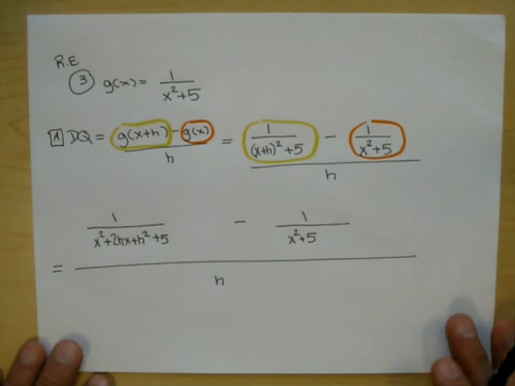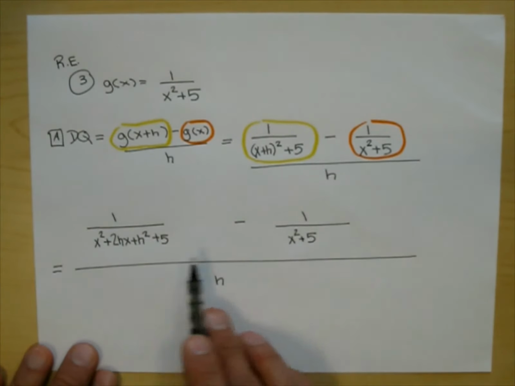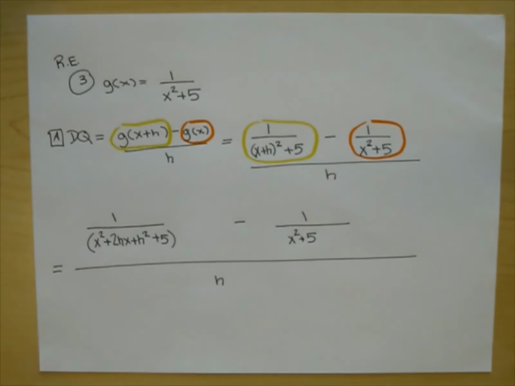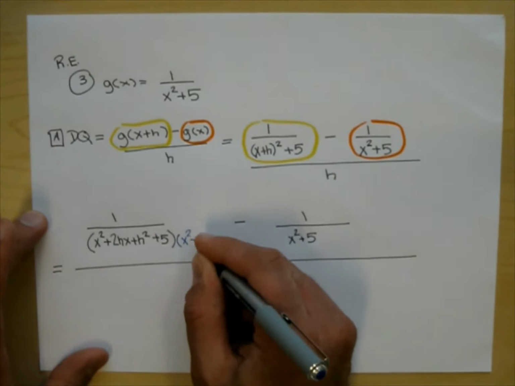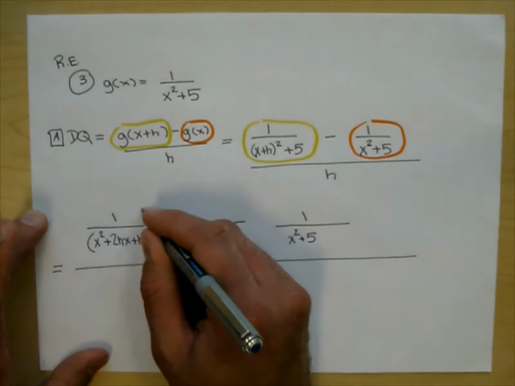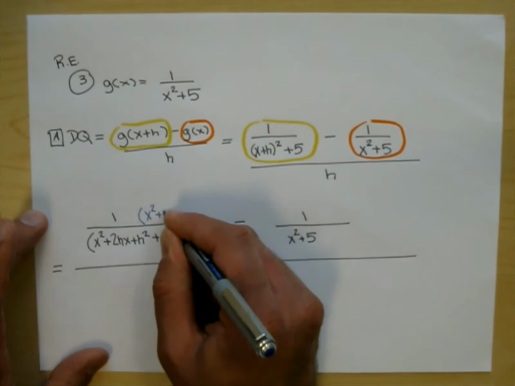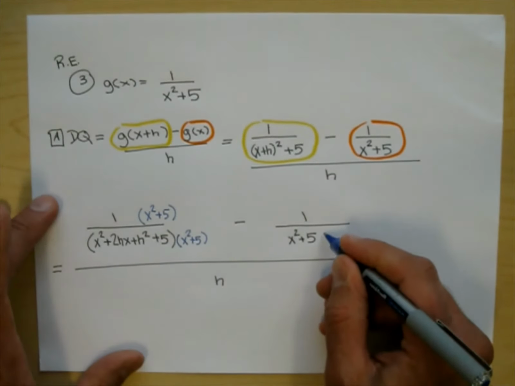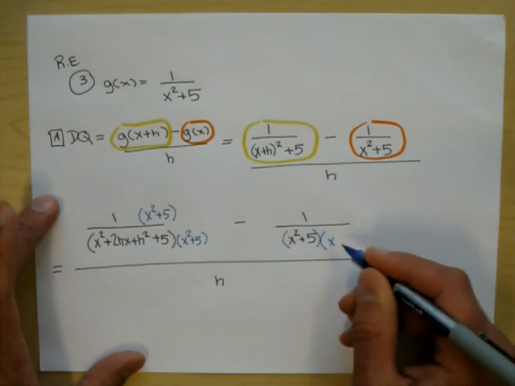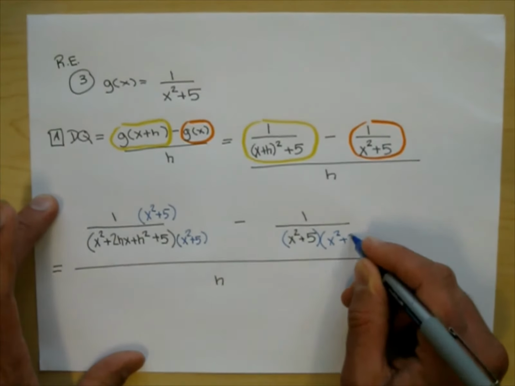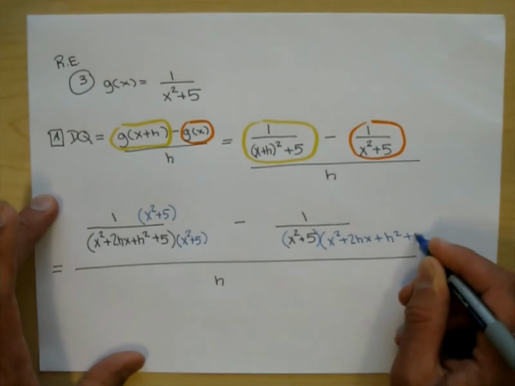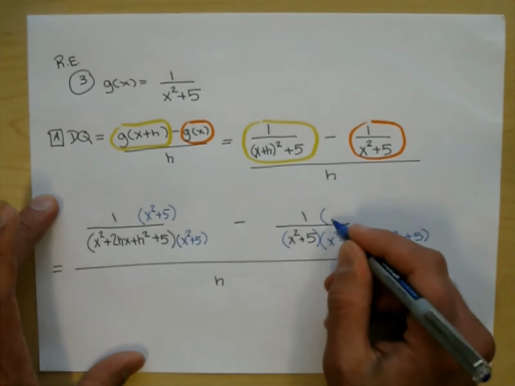Okay, the common denominator with the top fractions would be this guy right here times x squared plus 5. So I'm going to put an x squared plus 5 on top as well. Okay, common denominator, we get the same thing. This one needs parentheses: x squared plus 2hx plus h squared plus 5. And I multiply top and bottom by that same thing.